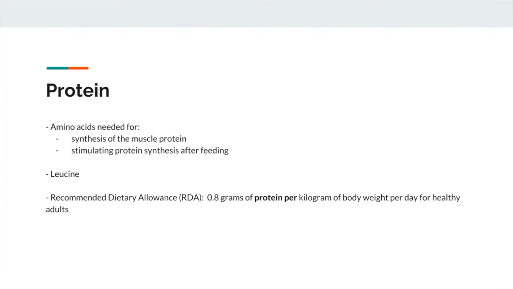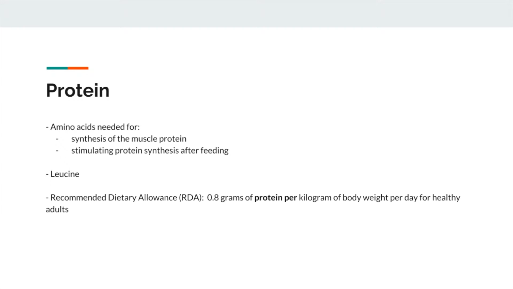Dietary protein with its amino acids is needed for synthesis of muscle protein. Moreover, these amino acids have a role in stimulating protein synthesis after feeding. There is rising evidence that the synthetic response to amino acids may be blunted in the elderly, making protein intake even more important. The most important amino acid is leucine. It stimulates the specific intracellular pathway which is associated with muscle protein synthesis. It's essential, meaning that it cannot be produced by the body and has to be obtained through food.